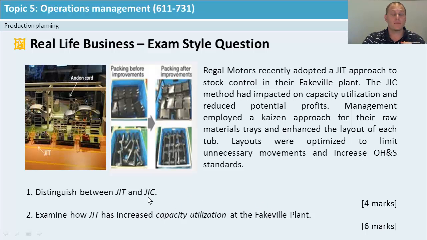So examine how JIT has increased capacity utilization at the Fakeville plant. Capacity utilization, so we're going to define that one, is your overall percentage of your total capacity available within the factory. And at this stage it was mentioning that it wasn't reaching its full capacity, which had an impact on the capacity utilization, and this had reduced potential profits as our example.